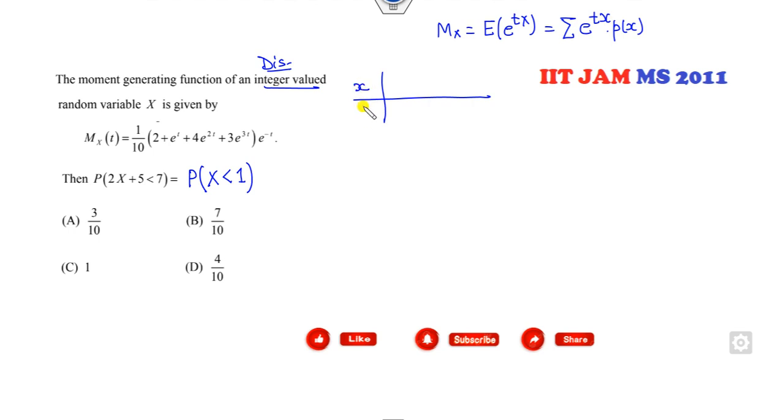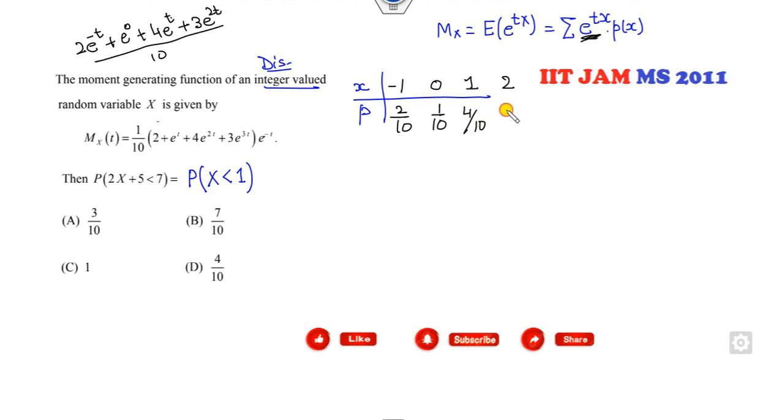Fine. So now I can compare this. What will happen if I multiply this? The first value will be e raised to power minus t. If I multiply them, it is e raised to power minus t plus e raised to power 0, e raised to power t, 3 e raised to power 2t divided by 10. So x will be my minus 1, x will be 0, and so on. I can compare this part. It's a 1 and 2. What are the probabilities? 2 over 10, 1 over 10, 4 over 10, 3 over 10. So you need x less than 1. That means these two quantities. What is the right answer of this? 2 over 10 plus 1 over 10, which is 3 over 10, is the right answer.